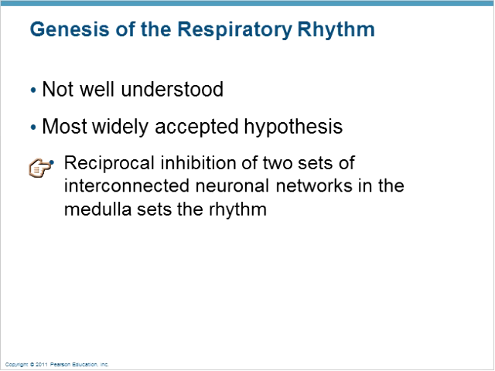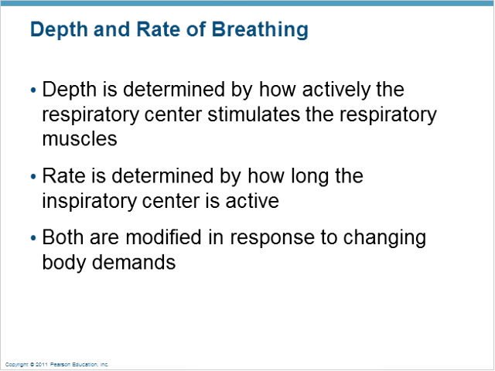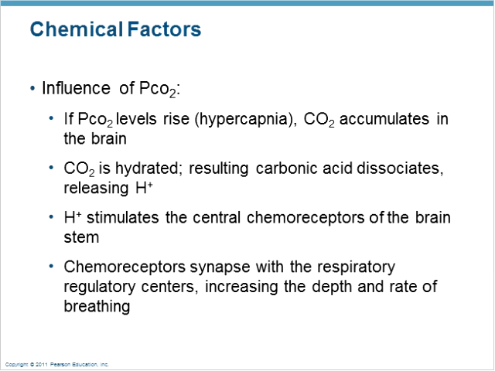The most widely accepted hypothesis is reciprocal inhibition of two sets of interconnected neuronal networks working in the medulla to set the rhythm. So there's really a dynamic opposition going on which sets that rhythm. The depth of breathing is determined by how actively the respiratory center stimulates the respiratory muscles. The rate is determined by how long the inspiratory center is active. Both are modified in response to changing body demands, so depth and rate are different. It's good to know that.